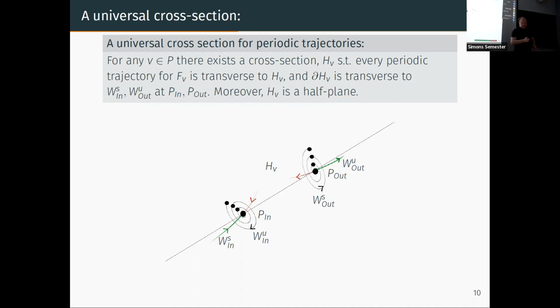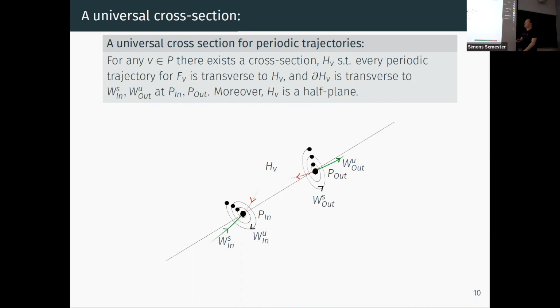Now, under the first two assumptions, in fact, under the first, we have the following proposition, which states that given a parameter in our parameter space, there exists a universal cross-section for the flow, which is universal in the following sense. The trajectory of any periodic trajectory has to intersect it transversely at least once. In fact, this is true for the trajectory of any initial condition which does not diverge to infinity in one way or another. And in addition, this cross-section is a half-plane, which intersects transversely with the invariant manifolds for both fixed points on its boundary.